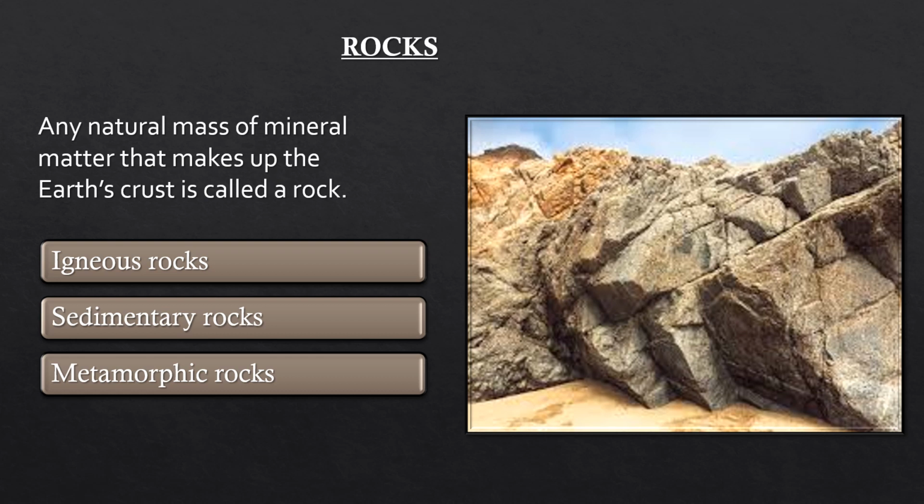What is a rock? Any natural mass of mineral matter that makes up the earth's crust is called a rock. As we have read that earth's crust is made up of various types of rocks, right? And it can be of different color, size and texture. See, we have three types of rocks. Number one, igneous rocks. Second, sedimentary rocks. And third, metamorphic rocks. Let us see what igneous rocks are, what their kinds are, and how they are formed.